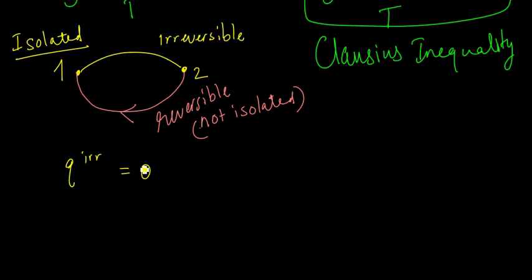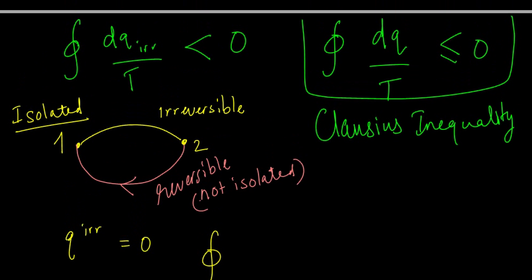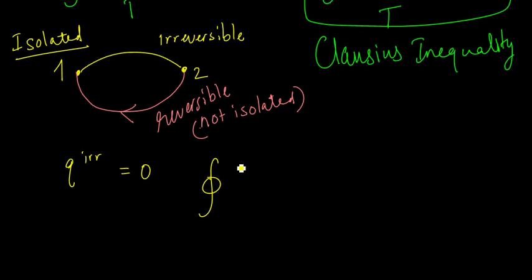If Q irreversible is 0, then dQ irreversible by T is also naturally 0. There is no exchange of heat. So if I use the Clausius inequality now, which is given over here, dQ by T is less than or equal to 0.